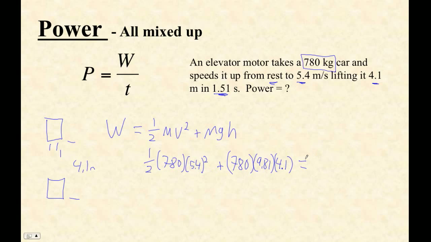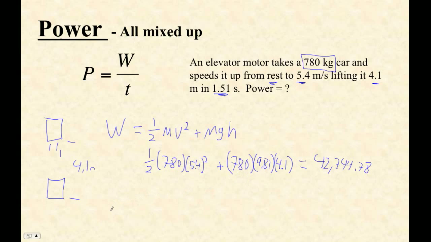So 0.5 times 780 times 5.4 squared plus 780 times 9.81 times 4.1, and I get 42,744.78.